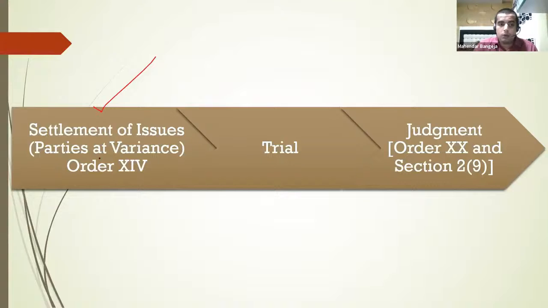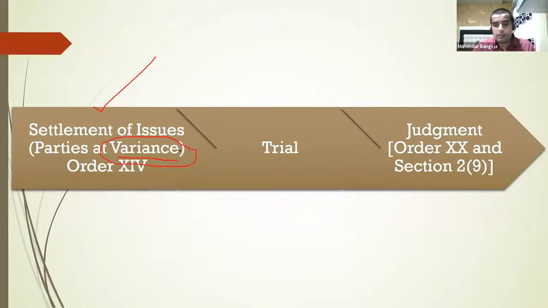Now, the court settles issues only on the facts on which the parties are at variance. For example, there is a suit between me and Anu. Anu files a suit against me for breach of contract, and Anu says that yes, Mahendar was ready and willing to perform his part, and even I say that I was ready and willing to perform my part. So we are not at variance. So no issue will be framed on this point.